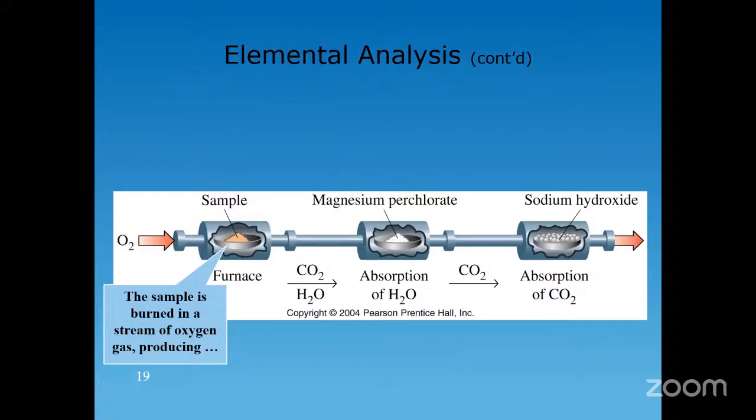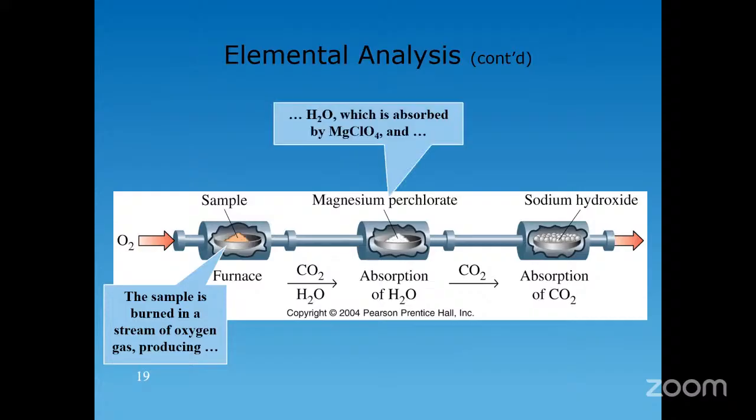One important aspect of this part of the experiment is that you must have sufficient magnesium perchlorate to absorb all the water that is produced from the furnace. If you don't have enough, then some of the water will escape into the other part of the compartment. So you have to ensure that you have enough magnesium perchlorate in that compartment so that all the water produced is absorbed. So that's what happens here.